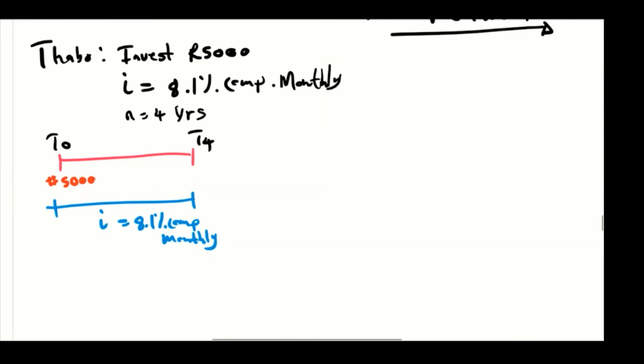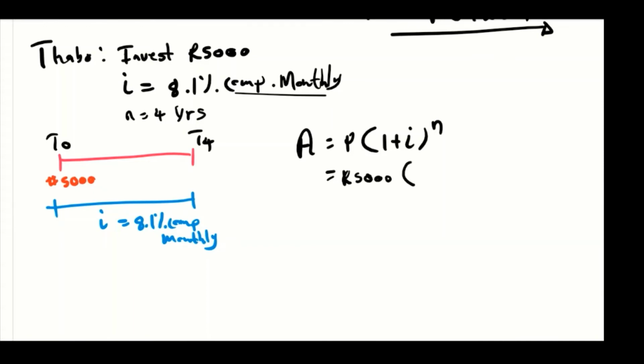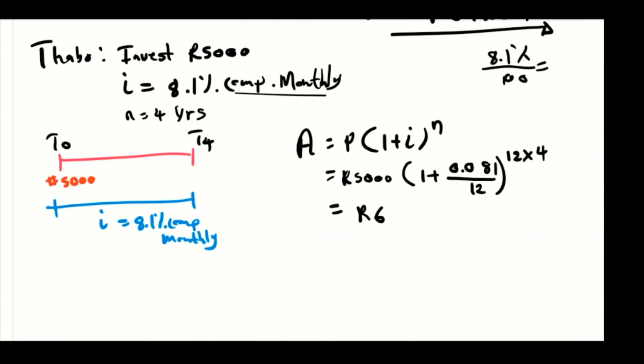To calculate the amount of Thabo, you're going to say A is equal to P into 1 plus i to the power of n, because it's compounded, hence we're going to use the compound formula. So it's going to be 5,000 into 1 plus the interest rate of 8.1%. You convert that by dividing 8.1% by 100 to get 0.081. Then you divide by 12 because it's compounded monthly, to the power of 12 times the 4 years.